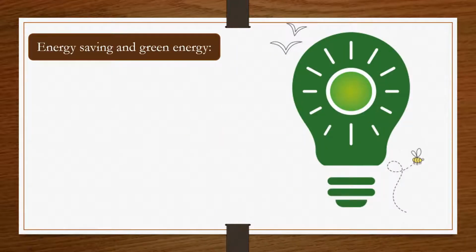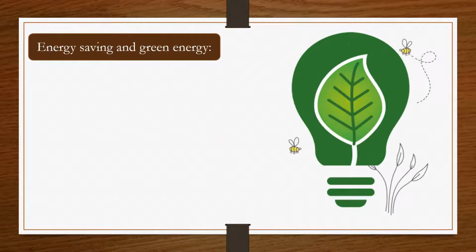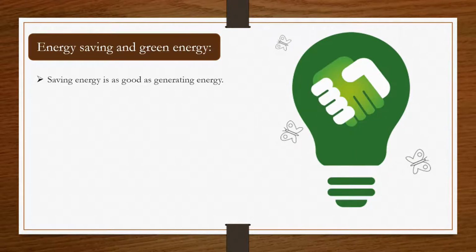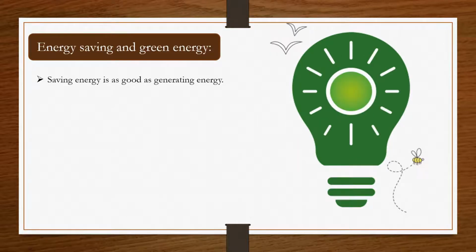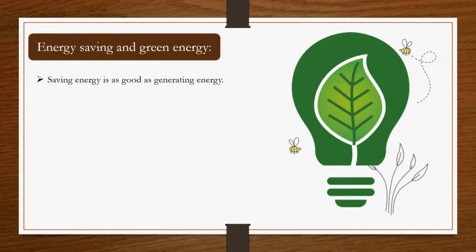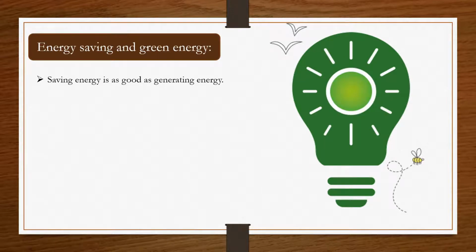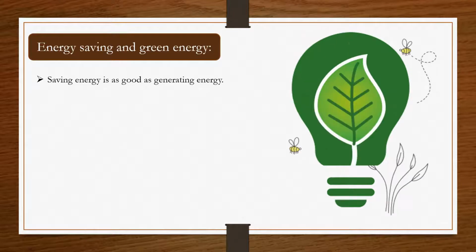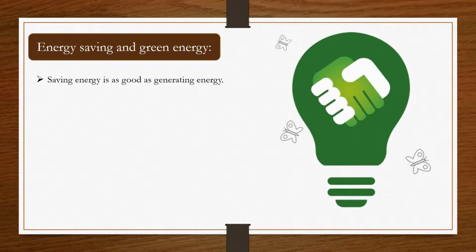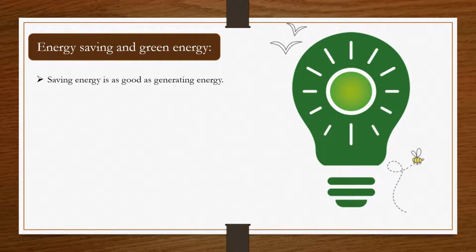Now let's learn about energy saving and green energy. Saving energy is as good as generating energy. There are several ways of saving energy, such as putting off lamps when not needed, making maximum use of sunlight, etc. Saving energy and energy resources is very necessary. Otherwise, we will have to face a serious calamity like global warming.